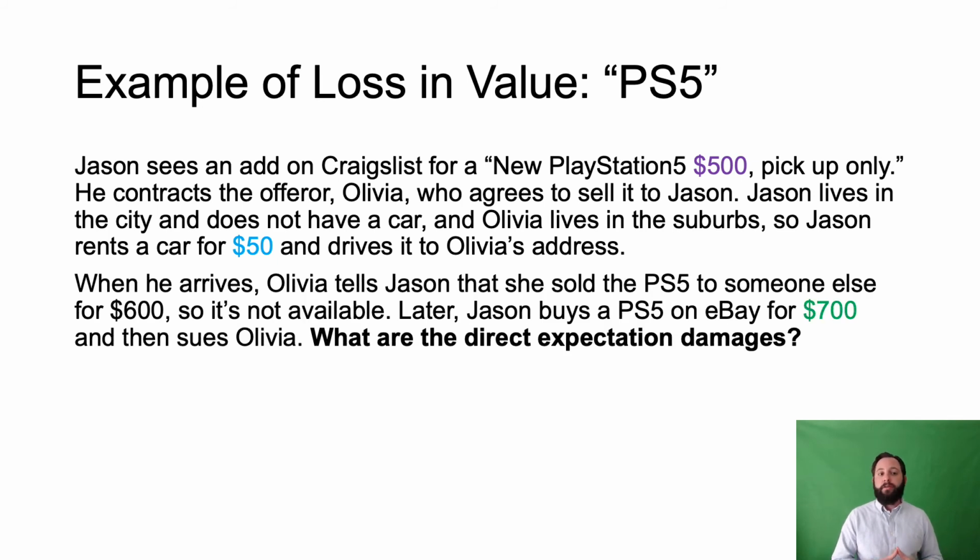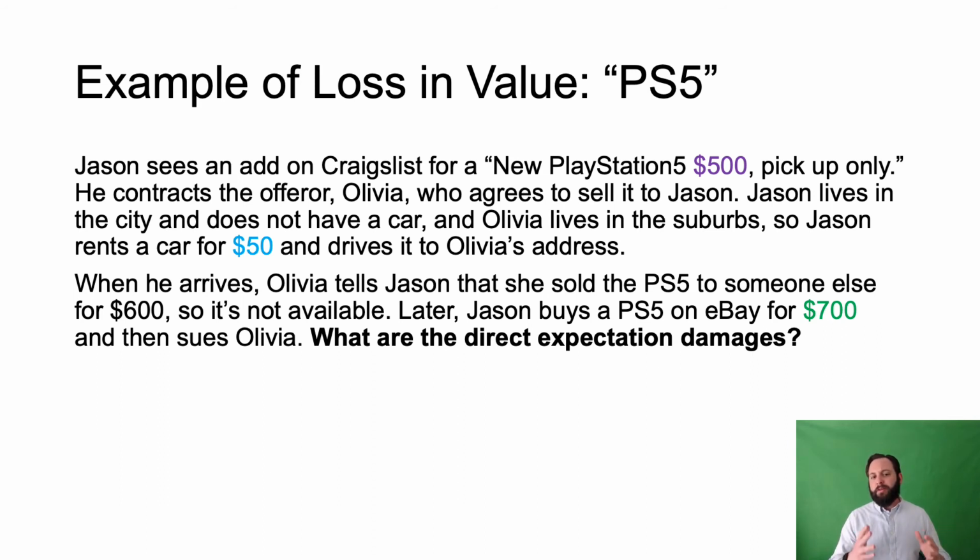When he arrives, Olivia tells Jason that she actually sold the PlayStation already to someone else for more money, so it's not available to sell to Jason. Later, Jason buys another PS5 on eBay, but he pays $700 this time. Now what are his expectation damages?